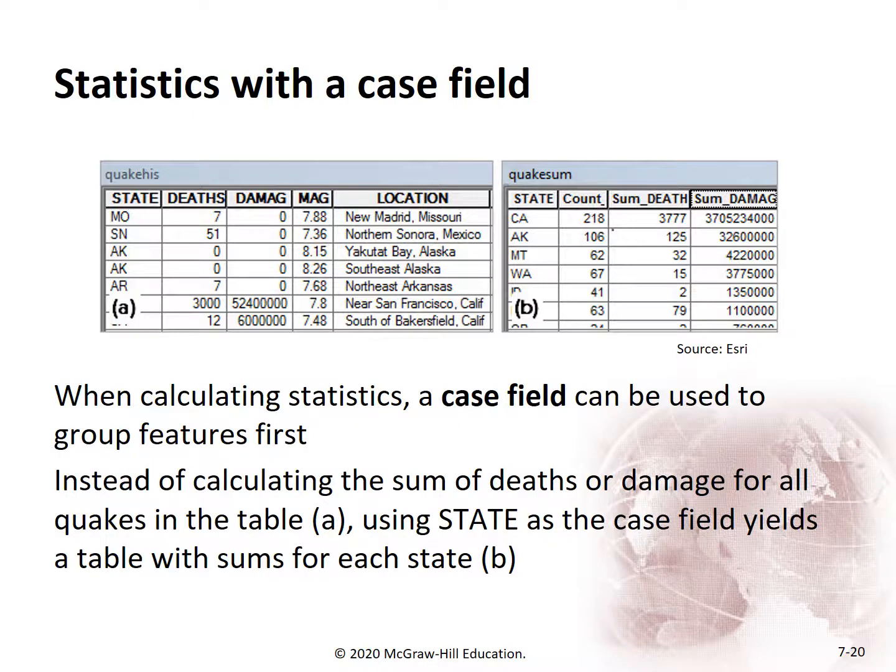Now, statistics with a case field. This is kind of interesting. So you've got a whole bunch of statistics for all the cities in every state. But what you really want is these statistics calculated on a state-by-state basis. So how do you do that? Well, you select a case field. In this case, the case field they selected was state. And instead of calculating up those numbers for the entire data set, it then calculates those up based on that field.